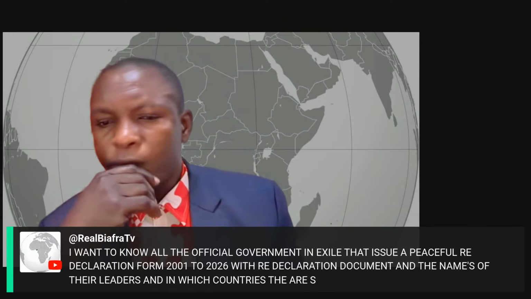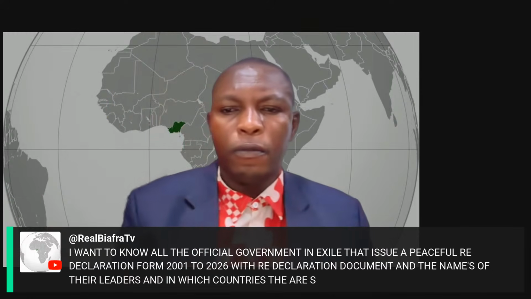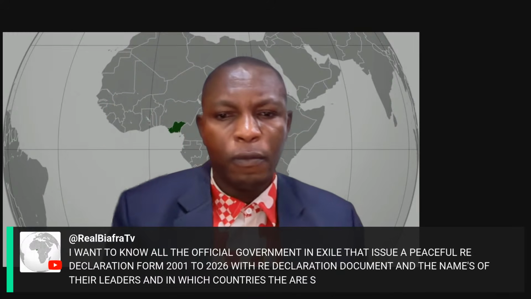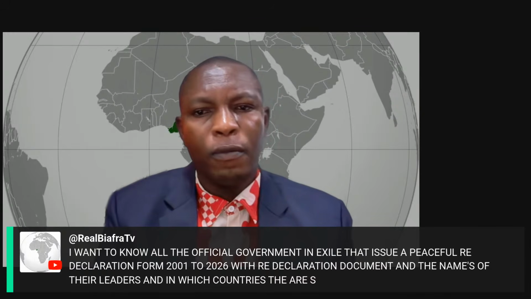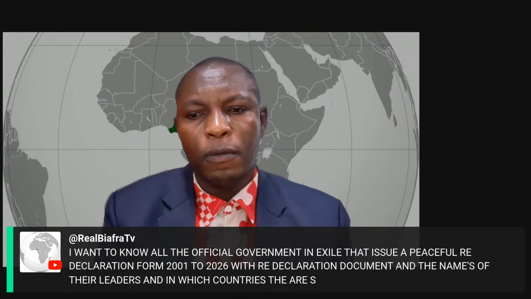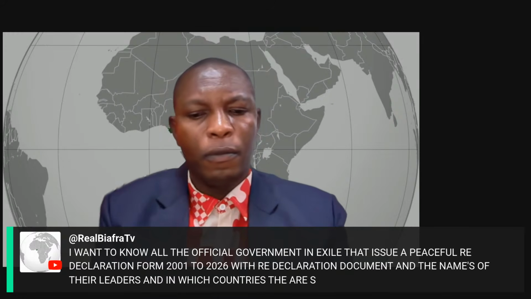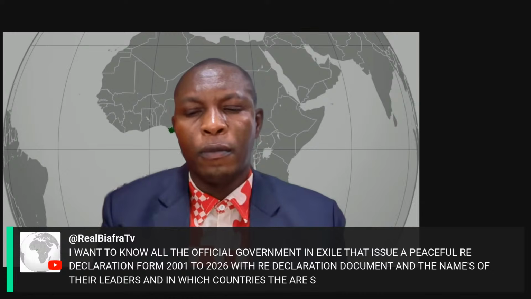In the 21st century, several governments in exile have emerged or evolved by issuing peaceful declarations and administrative filings to reclaim lost or suppressed sovereignty. These groups rely on the legal concepts of state continuity and restoration rather than violent insurrection. Below are the most prominent governments in exile from 2001 to 2026 that have issued peaceful redeclarations, their primary locations, and their leadership.